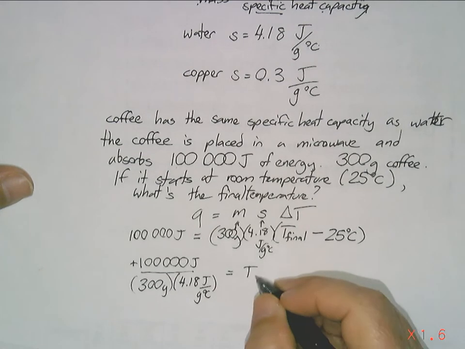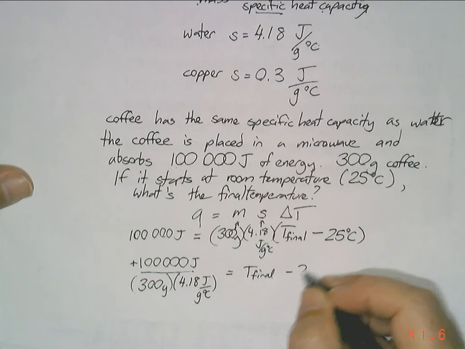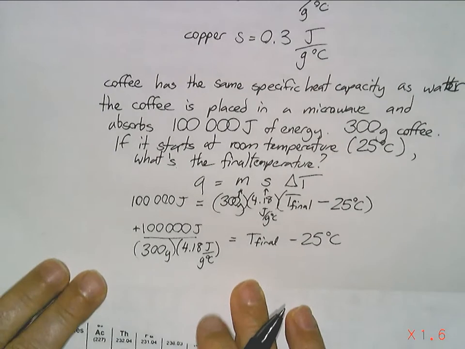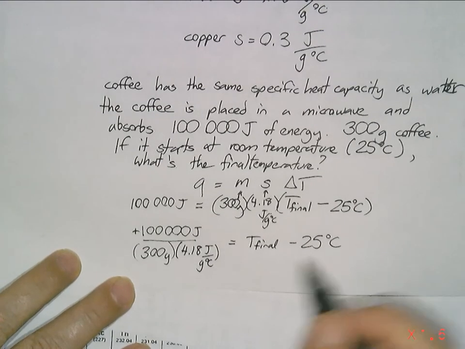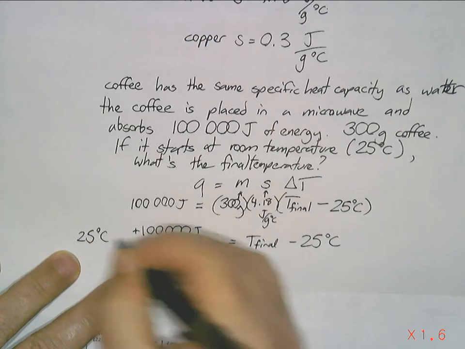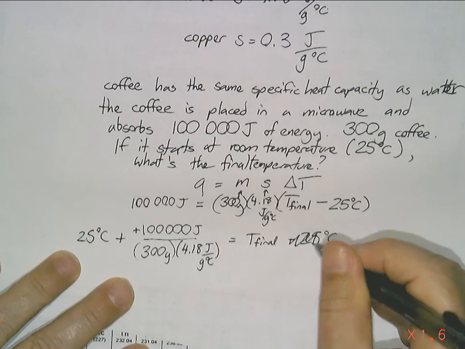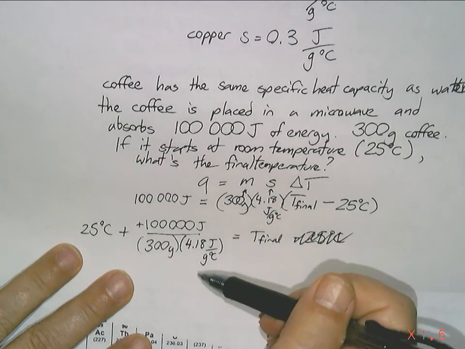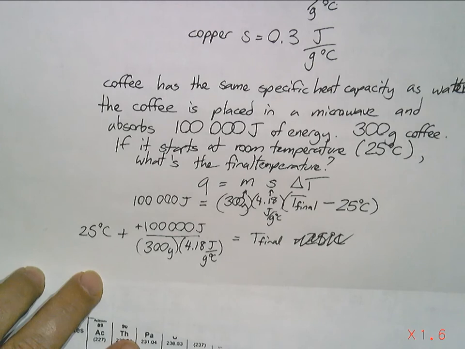That's equal to T final minus 25°C. To get rid of the 25°C on this side, I can just add it to both sides. And there is my final temperature. It's going to be higher than 25 degrees. The amount that it's going to be higher is 100,000 divided by about 1,200, whatever that is. And you can figure out the final temperature from that.